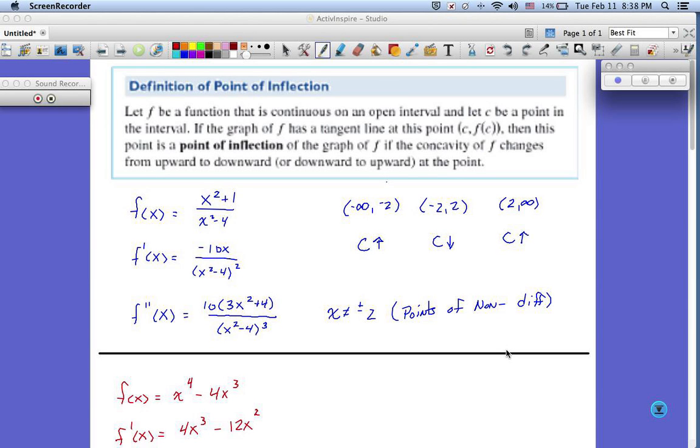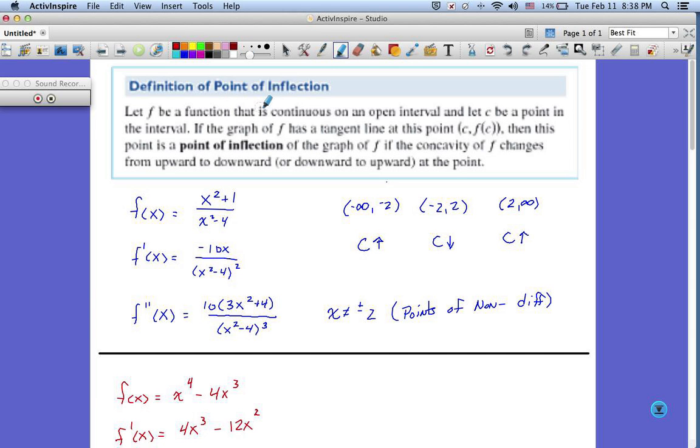Okay, now we are going to discuss points of inflection. So I took our previous example from concavity. We had (x squared plus 1) over (x squared minus 4), derivative, second derivative, intervals, concave up, concave down, concave up. Okay, we got the intervals based on points of non-differentiability. So let's look at the definition of a point of inflection.